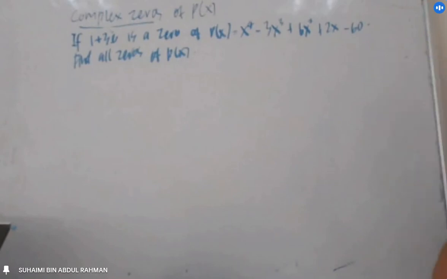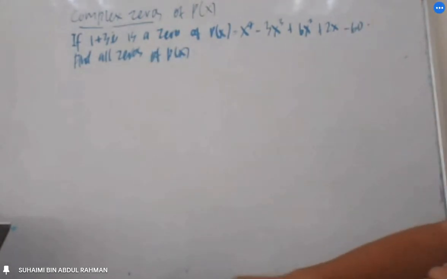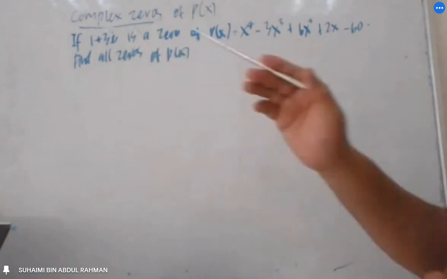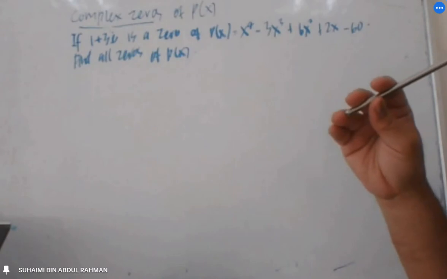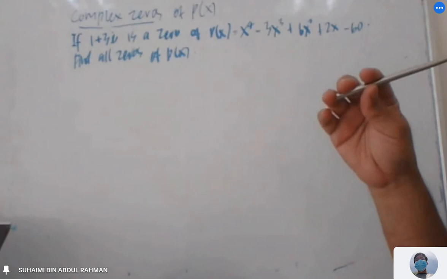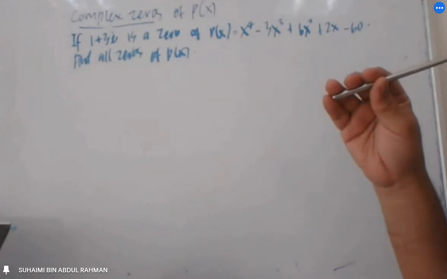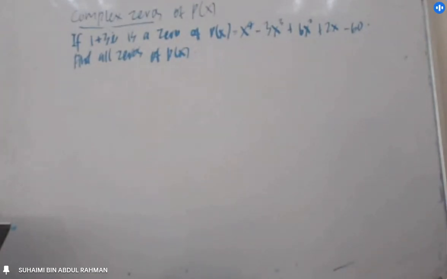How many zeros do we already know? 1 zero we already know. But definitely we will know 2 zeros. Why? Because the conjugate is also a zero, by the conjugate pair theorem. So another zero will be 1 minus 3i.